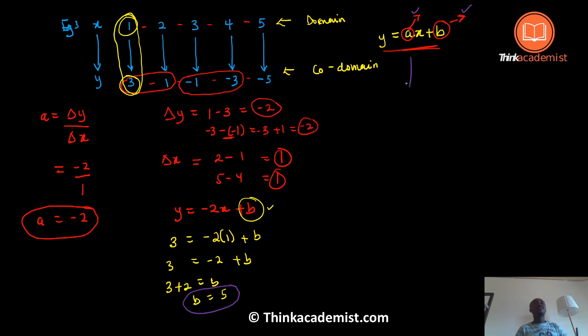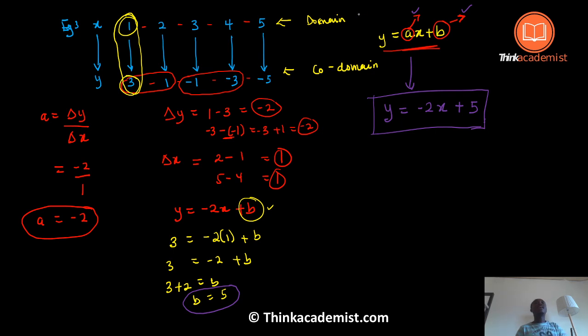Okay, so fixing them back into this equation will be y equals, what is the value of A? -2. Then x comes. Plus, what is the value of B? The value of B is 5. So this is our equation of what? The rule for the mapping.